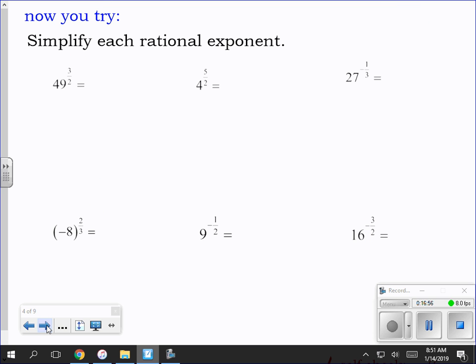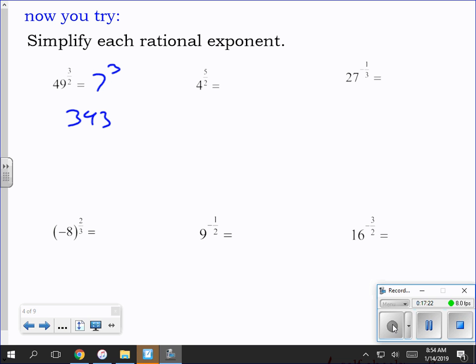Your turn. Simplify these. You come out with a single-digit number on every one of them. Maybe a fraction. Okay. So 49 to the 3/2. The 2 means I take the square root. So this is 7 cubed, which is 343. It's been a while since I've done 7 cubed.